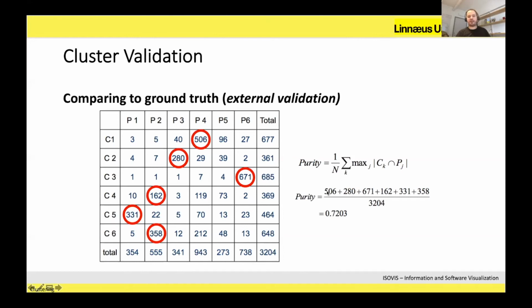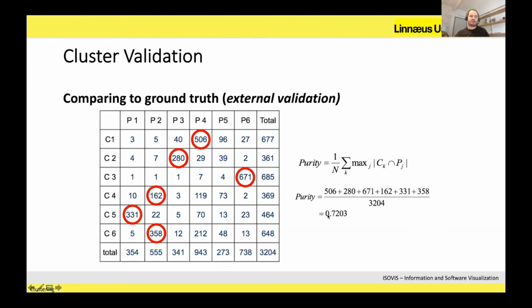And then finally, you take how many points each cluster got right. The first cluster got 506 right. The second cluster got 280 right. The third cluster got 671 right, and so on and so forth. You sum all of them and then divide by n, which is the total number of points in the data set, which is not the same as this sum, of course, or else that would be 1.